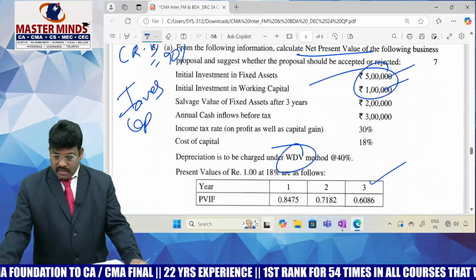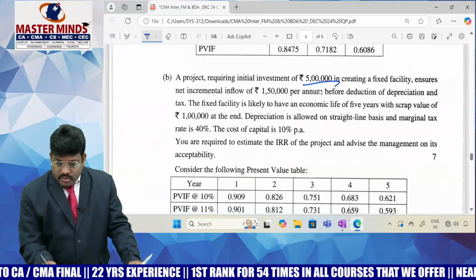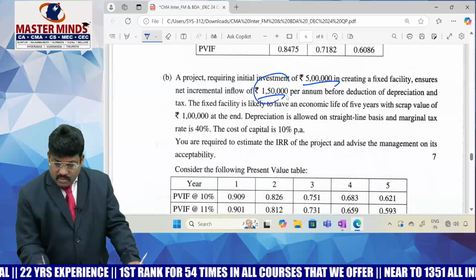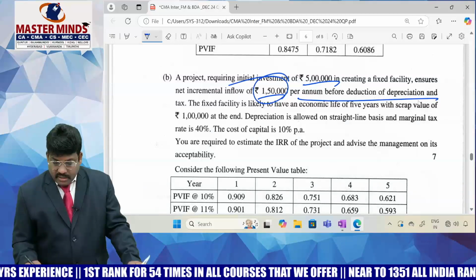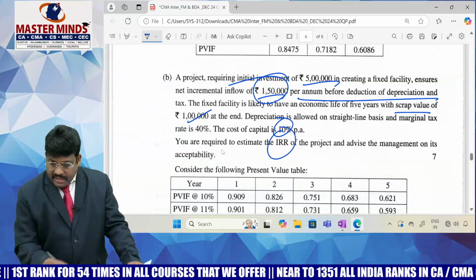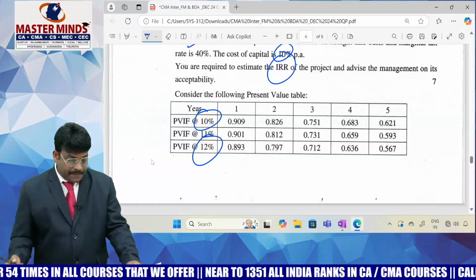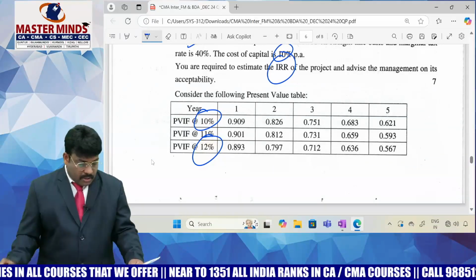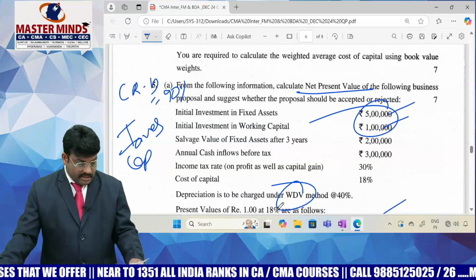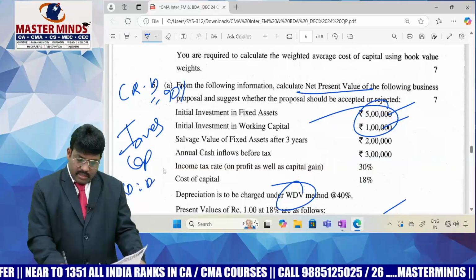90% covered. Coming to the next question: a project requires 5 lakhs and ensures incremental cash inflow of 1,50,000. Depreciation and tax, this is the 1,50,000 profit before depreciation. Here the scrap value would be 1 lakh, cost of capital 10%, IRR is asked. So what you have to do is, by using interpolation you can solve this problem. A similar model problem is covered in our mastermind material, 5B, the CRD 12D. CRD 12, the D part.